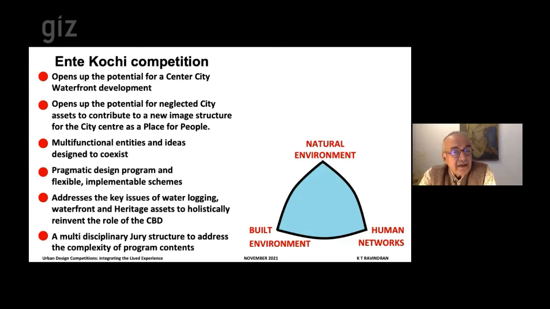Multifunctional entities and ideas are designed to coexist. They are not designed to separate. They're not separated like in a land use plan, which is based on the idea of division and not allowing things to flow into each other. But an urban design proposal brings these multifunctional entities and ideas into a coexistence, that is, coalesces them into one entity, which then contributes to the totality of the urban experience.